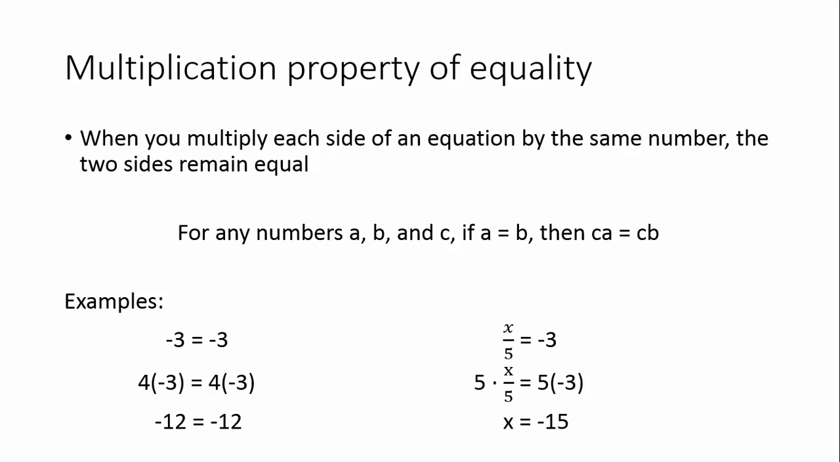And here we can take a look at the examples. We've got negative 3 equals negative 3. Multiplying both sides by 4, we get negative 12 equals negative 12.